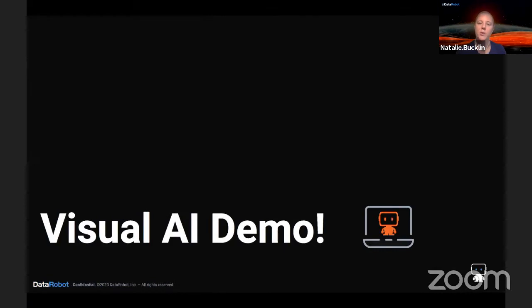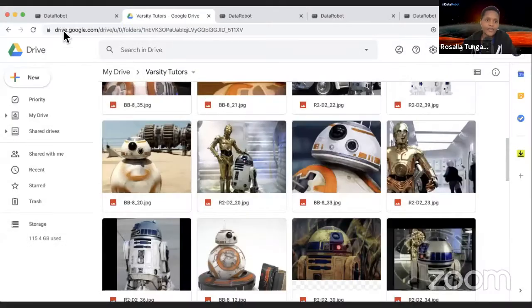And for that, I'm going to pass it over to my colleague, Rosalia, who will be walking you through an example of how we can use machine learning and images together. Perfect. Thank you, Natalie.